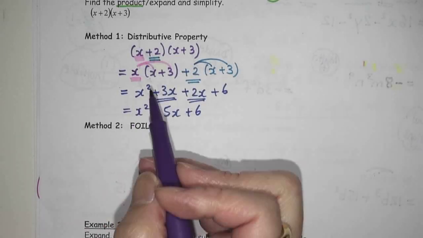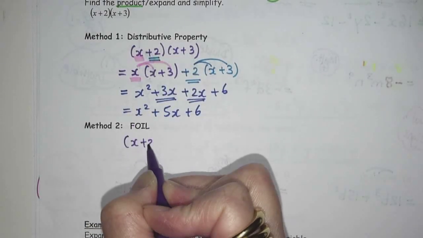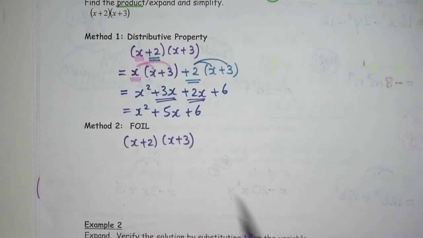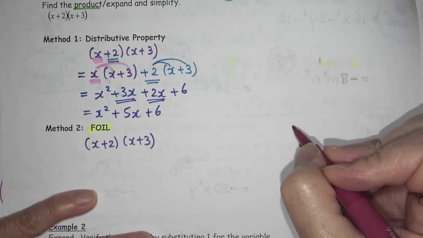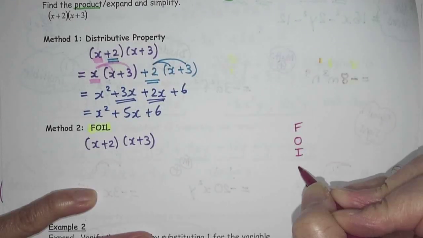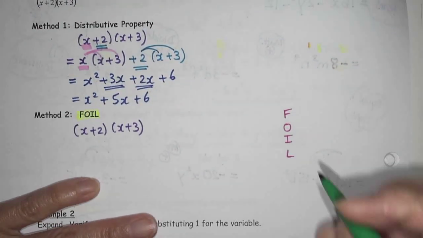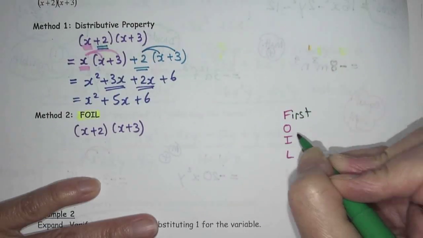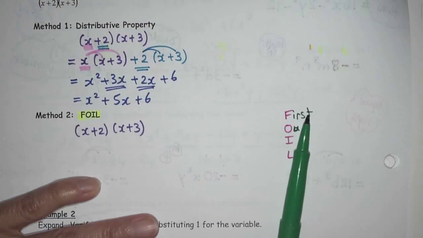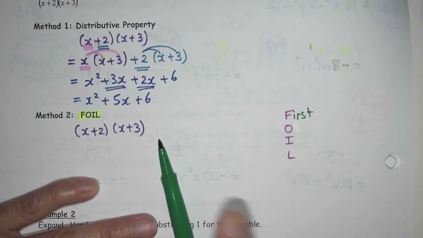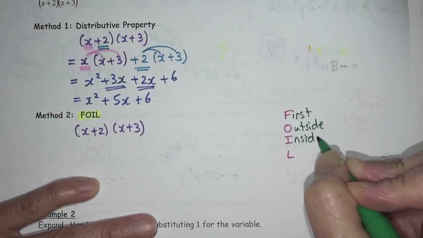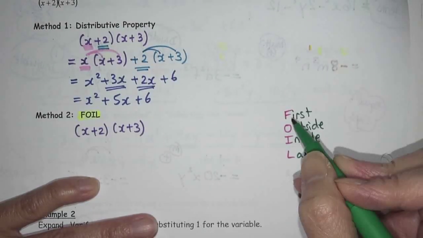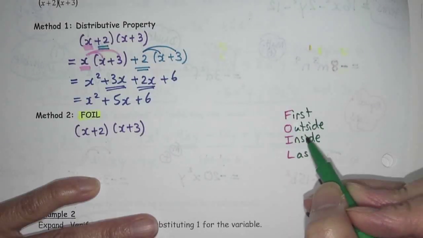Another method is I would take the exact same question, x plus 2, x plus 3, and I would FOIL it. So you'll hear a lot of people using the word FOIL. FOIL stands for first, outside, inside, and last. So FOIL stands for first, outside, inside, last.